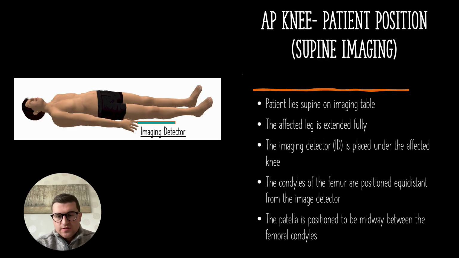For the supine imaging, the patient will lie supine on the imaging table. The affected leg will be extended. The image detector, also known as the ID, is placed under the affected knee. The condyles of the femur will be positioned equidistant from the image detector so that the patella is positioned midway between the femoral condyles, and this usually will be you internally rotating the leg slightly.